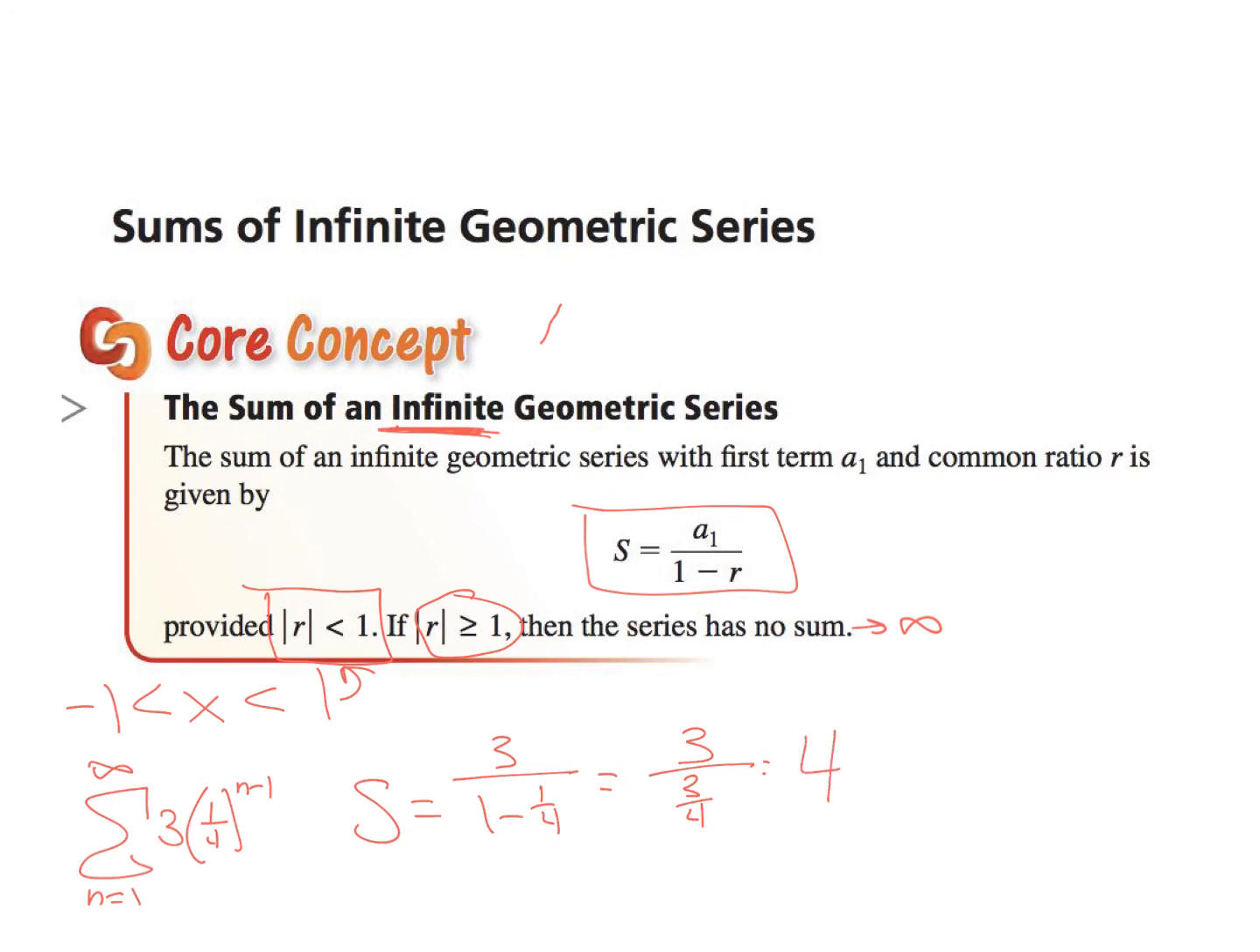So just make sure you guys are seeing that when that rate is less than 1, that's when we're using this. Now if I give you another example and your rate was 3, 4, 5, 6, whatever, anything over 1, it's going to have no sum, or it's going to be infinity, you can call that.